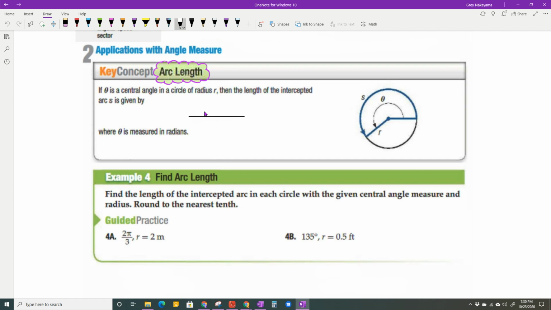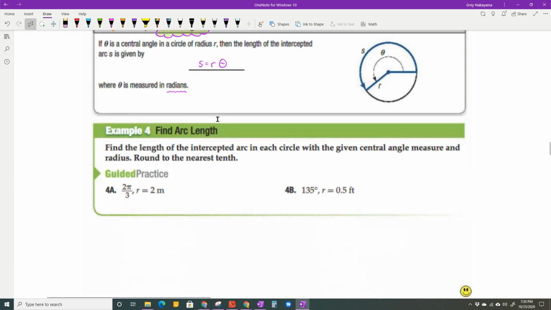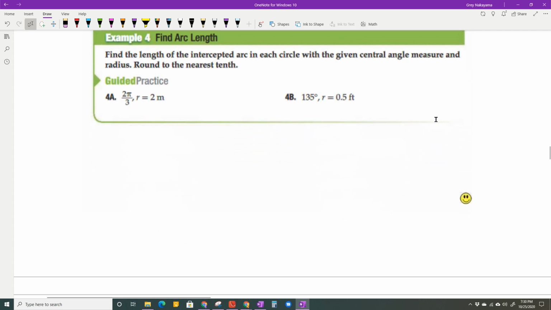An important part about that, I don't know why it disappeared, is that theta always has to be measured in radians. So that's something you got to be careful about when you're using this formula. So look at our examples.